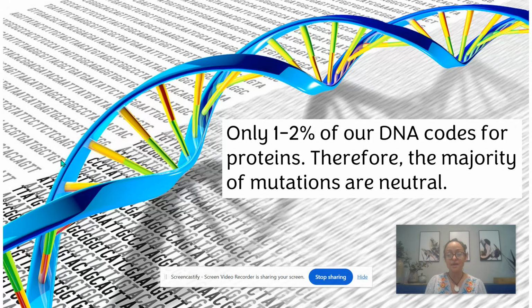But generally speaking, if we are talking about having an impact directly on protein folding, then it would have to occur in that 1% to 2% of our DNA. And that mutation would also have to occur within an exon to be expressed. So therefore, the majority of the mutations that occur in our cells during replication are going to be neutral.